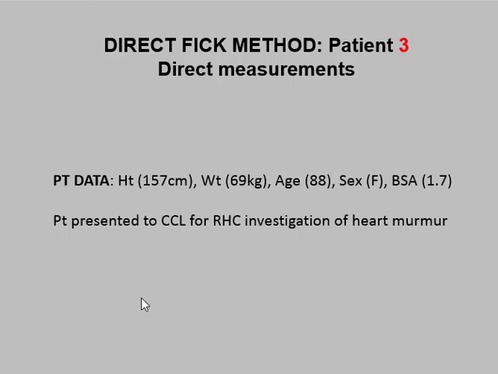So let's have an example of the direct Fick method using a different patient. I've shown you how to do the indirect measurements. Let's now do a direct measurement for a separate patient. Height 157 centimeters, weight 69 kilos, age 88, sex female, with a body surface area of 1.7. This patient presented to the cath lab for right heart catheter investigation of a heart murmur.